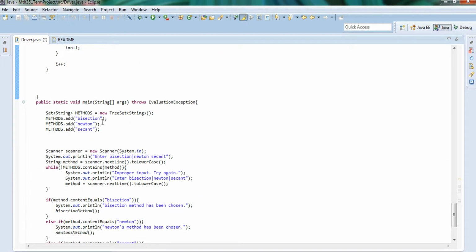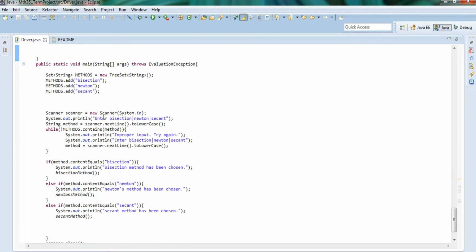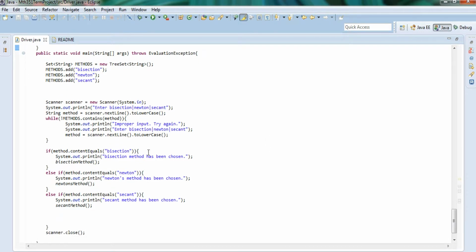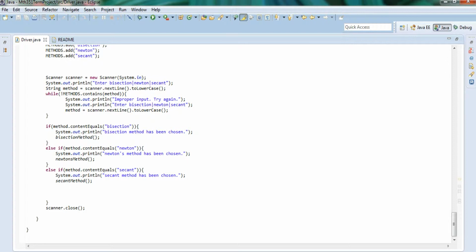So we have a set called methods, and these are the only 3 acceptable things that the user can enter. We have a scanner, so this is what will prompt the user, and if the thing that they enter is not in this set called methods, they have to keep trying over and over again. And then whichever one they select will call the 3 methods that I showed above, and that is the program.